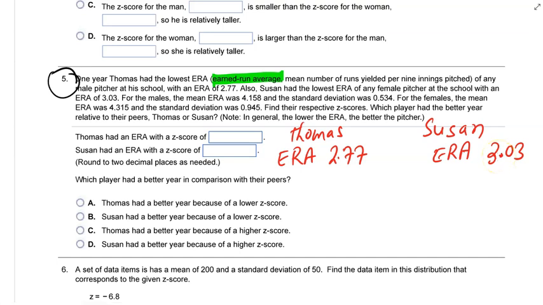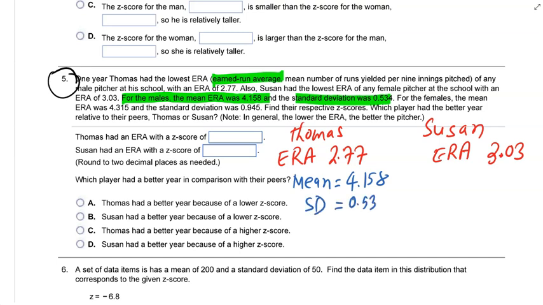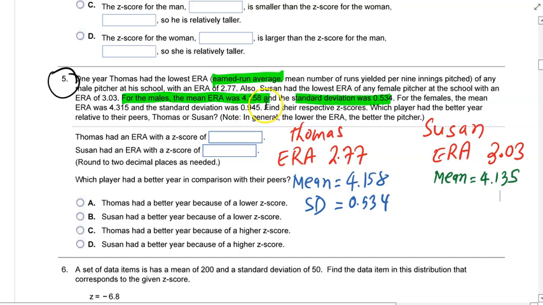Okay, everybody understand? For the male, the mean ERA is 4.158 and the standard deviation is 0.534. Therefore, here for male, because Thomas is a male, the mean is 4.158. Standard deviation SD is 0.534. For female, the mean is 4.135 and the standard deviation is 0.945.